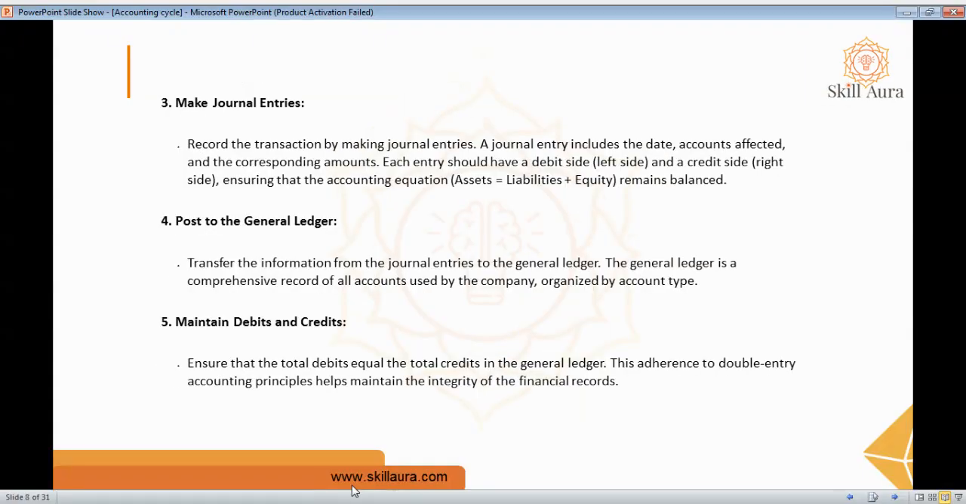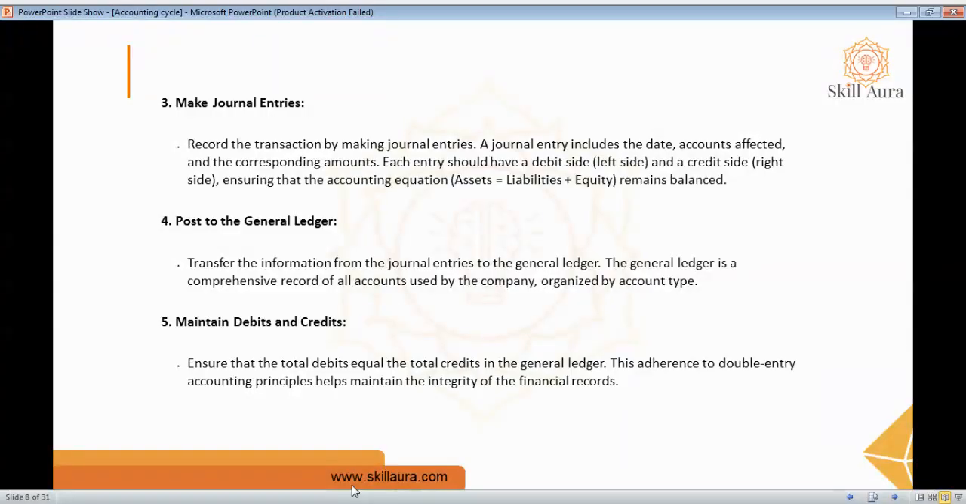The next one is make journal entries. Here you have to record the transaction by making journal entries. Journal entries include date, accounts affected, and the corresponding amounts, that is debit amount and credit amount. Each entry should have a debit side and a credit side. The debit side should always be on the left side and the credit side should always be on the right side. So we have to follow the accounting equation: asset equals liability plus equity, which should always be balanced.